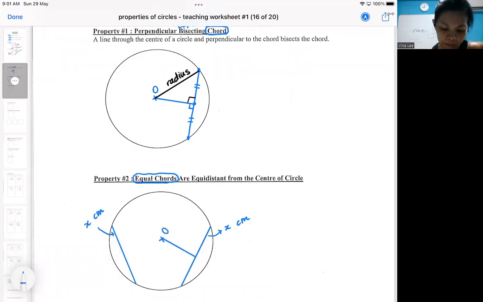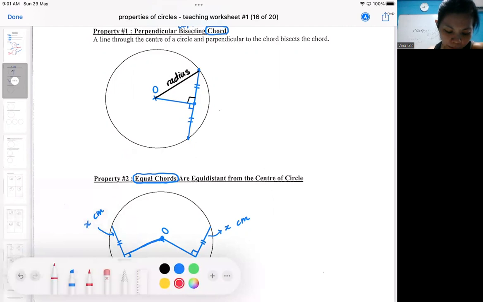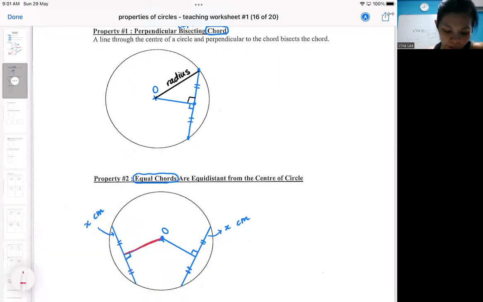So this is the center. I will cut it exactly half. So this is the center. Same thing, I'm cutting it exactly half. So if the two chords are the same, from the center, it will be cut exactly half. So what about this distance that we are going to explore right now? This distance should also be the same. So that's what they meant: equal chords are equal distance from the center.